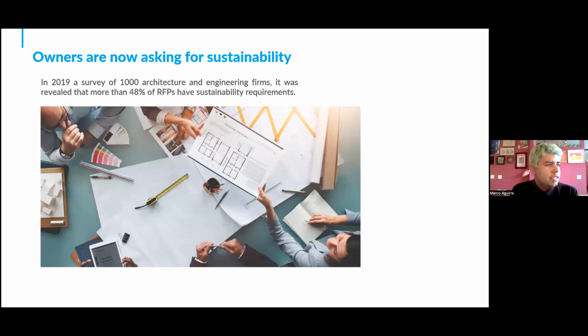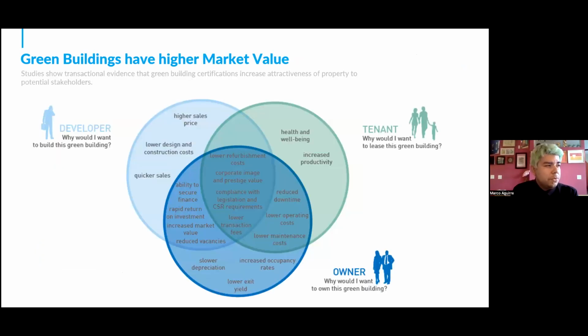One other aspect is owners are asking for sustainability. Back in 2019, cove.tool held a survey of over 1,000 architects and engineers from North America, and half of them let us know that in RFPs, sustainability is being requested half the time. And we do have an idea of why that might be.